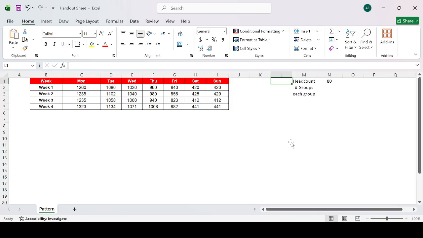So if you want to ensure fairness across your call center, all you need to do is design a rotation or pattern. So this is number one.